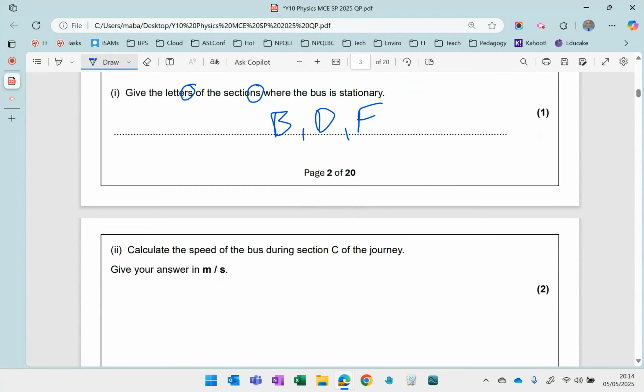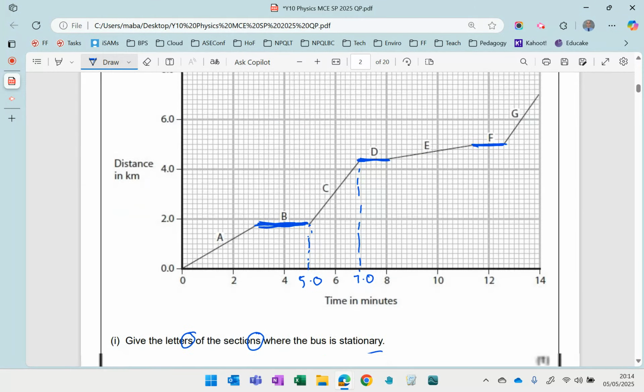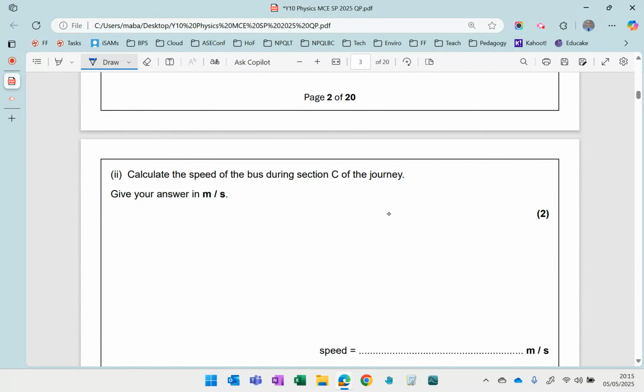For the next part of the question, it's asking us to calculate the speed of the bus during section C of the journey. So the first thing that we've got to do is take information off the graph. Okay, so you can see this is 5.0 minutes here and this is 7.0 minutes here. So that means that the change in time during part C of the graph is 7.0 minus 5.0. That gets us 2 minutes. Okay, but if you look at the question, it's asking for it in meters per second, so we're going to have to convert the minutes into seconds. So 2 minutes is 120 seconds.